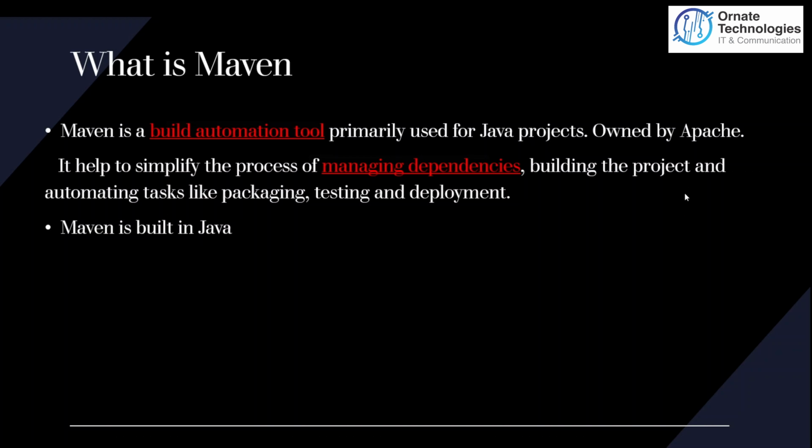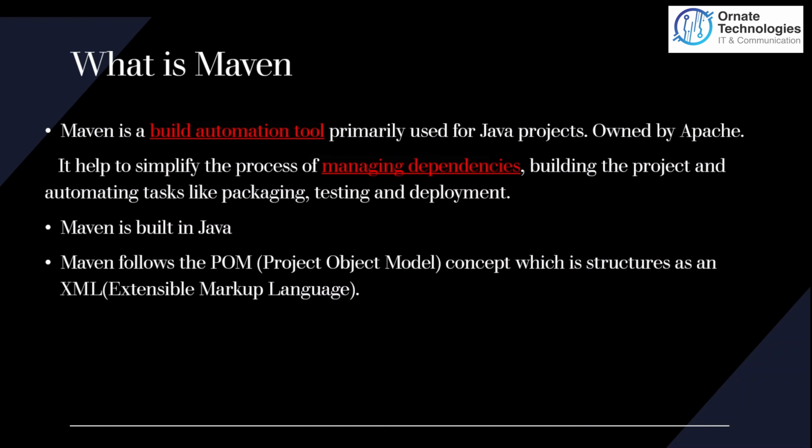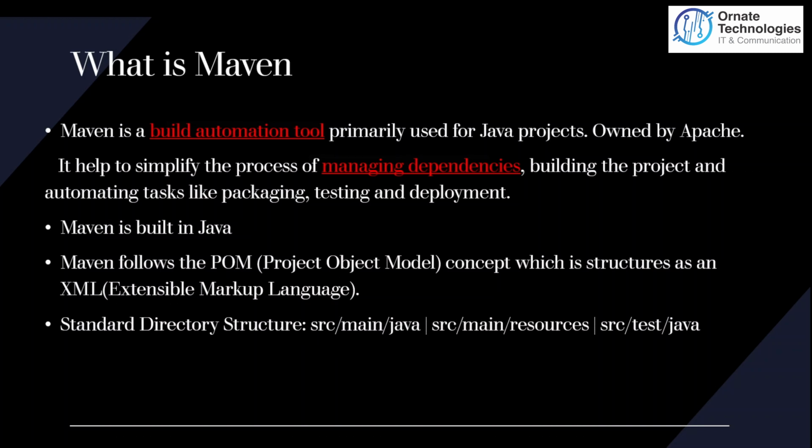All right. The next thing is that we know that Maven is specifically built for and with Java. Maven follows a particular structure, which is the project object model concept, the Project Object Model, and it's extensively built in XML, which is extensible markup language. Don't worry if you don't understand it. As time goes on, you would understand. Now, Maven has a specific directory structure. When you look at the directory structure here, you have the source main Java, the source resources, and the test Java. This specifically is what that structure is.